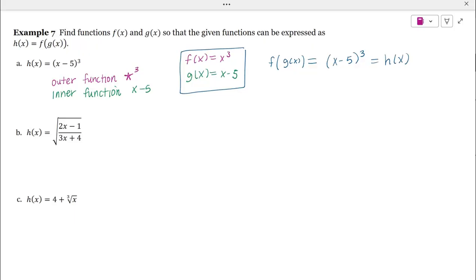Looking at example B, it looks like the outer function, which we'll call f, is the square root. The general structure that I'm seeing is the square root of something. And then g of x is that function on the inside, which is a fraction. This is what's being plugged in to that function on the outside.